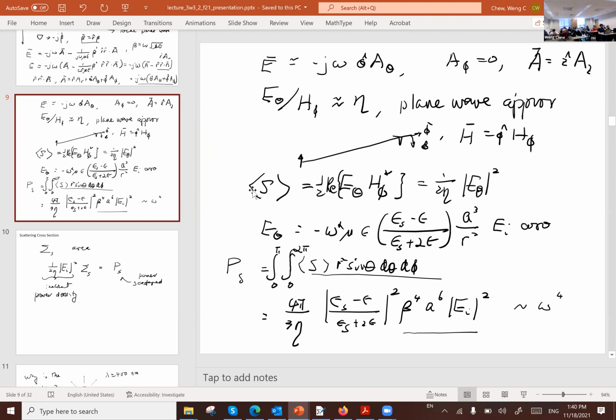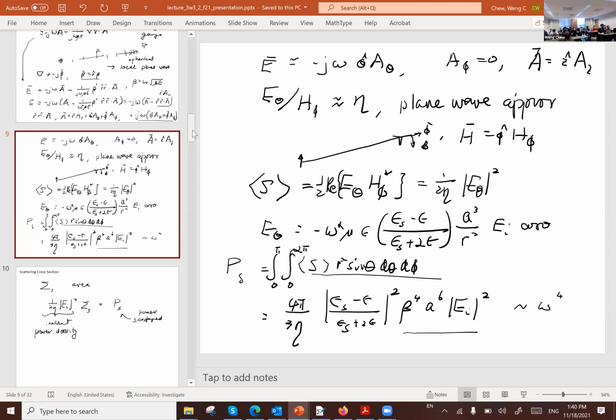So you can take this expression and plug it into the Poynting vector that you can calculate from that, because you can find the magnetic field very easily using this plane wave approximation. The spherical wave becomes a plane wave. If you know the E field, you can easily find the H field, and hence E cross H, and find the Poynting vector and calculate the power scattered. One thing to note here is that the power scattered is proportional to omega to the fourth power.